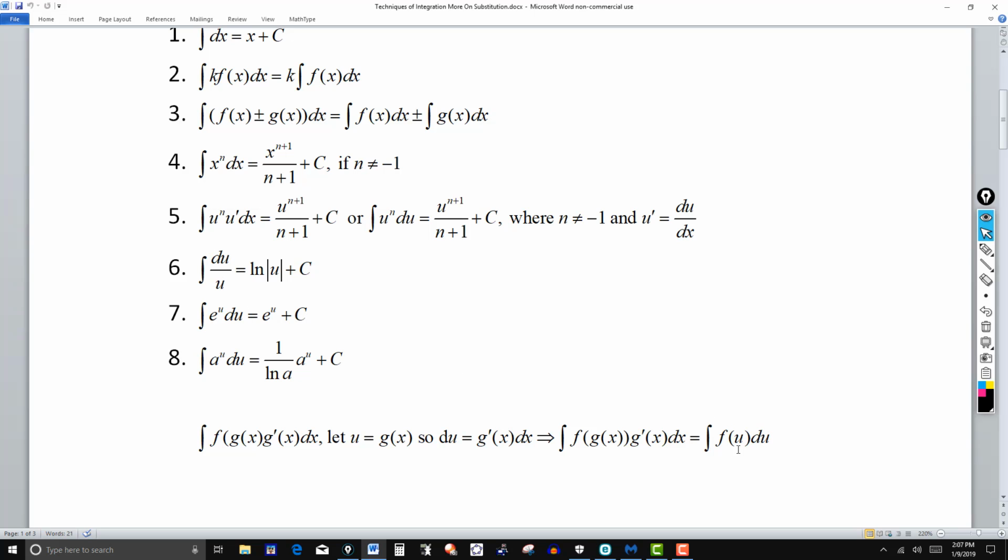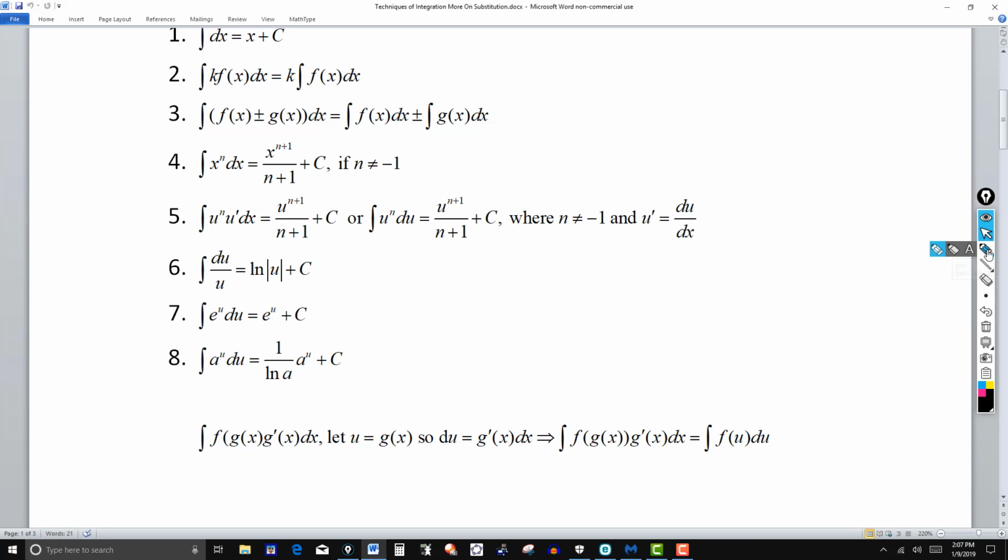So if this f of u turns out to be 1 over u, then the integral can be obtained by formula 6: natural log of absolute value of u, plus a constant. Or if this f of u turns out to be e to the u, then again, easy integration, e to the u plus your constant. Or if it turns out to be a to the u, same thing. And of course you can have some trig functions also and do the same sort of thing.